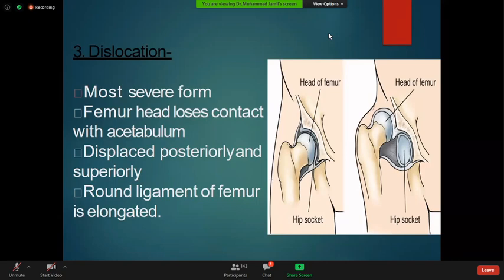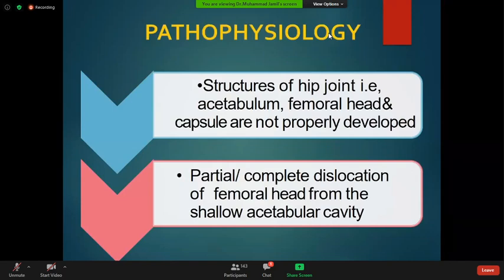What is the pathophysiology of developmental dysplasia of the hip? All the structures of the hip joint, the acetabulum, femoral head and capsule, are not properly developed. So there is partial or complete dislocation of the femoral head from the shallow acetabular cavity.